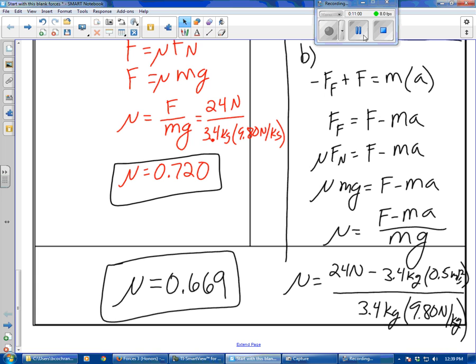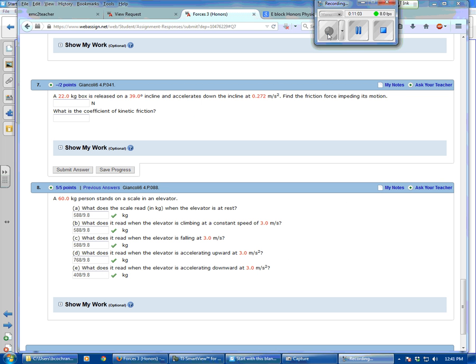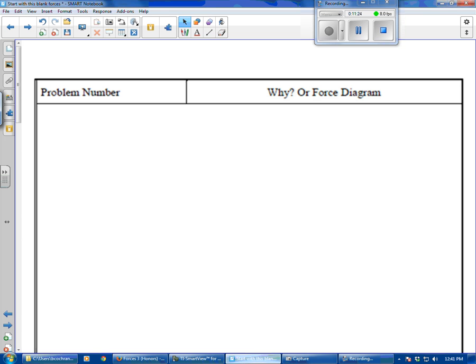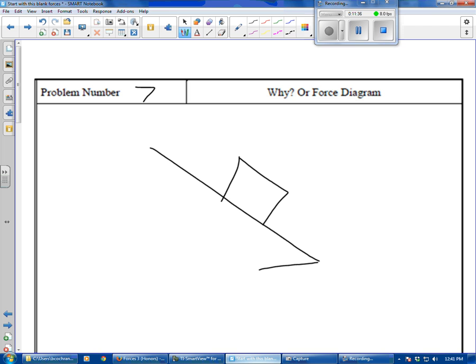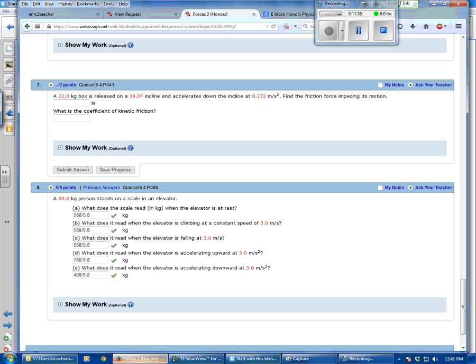So let me check those. Number 7: the 22 kilogram box, at least on this angle of incline, accelerates down the incline at this. Find the frictional force impeding its motion. Oh, this is a good one. I like these for the in-class problem sets. These are good, overall do they understand it ones. So, number 7. Let's see what information they give us. 39 degrees.